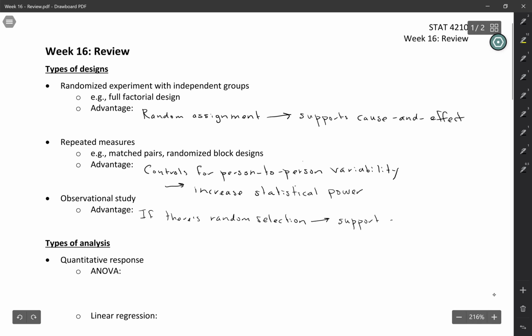Notice this is a different concern than cause and effect. They're both important, but here we're not talking about did the explanatory variable cause the response, but we're just saying this relationship that we have observed, do we think that it would hold up in the population, or is there something specific about this sample? But notice I did say if there's random selection. Observational studies don't always have random selection, but sometimes they do. And I will say it's rare to have a study where you have both random selection and random assignment. Okay, so those are three broad categories of designs that we've talked about.